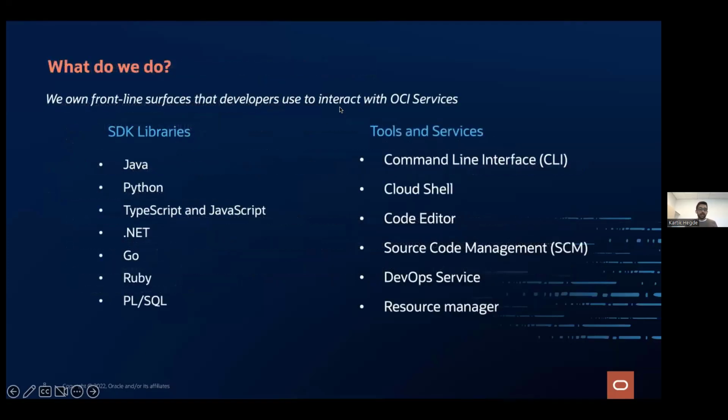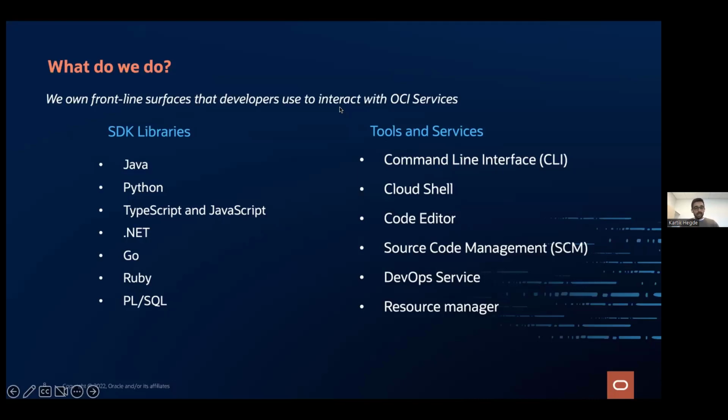So what we provide is a set of tools and services that meet the developers' problems that we discussed in the last slide. So in a nutshell, we own the frontline surfaces that developers use to interact with OCI services. That starts with SDK libraries. Today we support SDKs in pretty much all popular programming languages, such as Java, Python, Go, and you can see the full list that we support here.